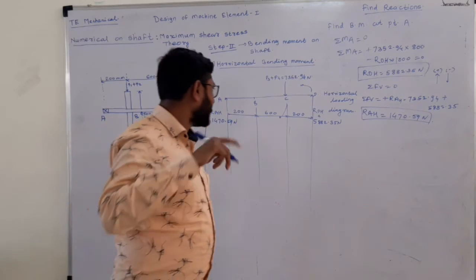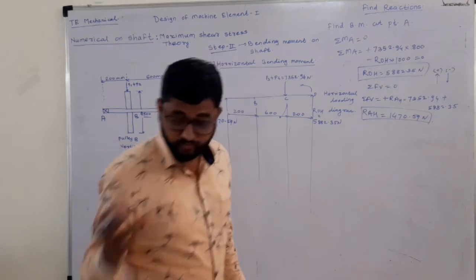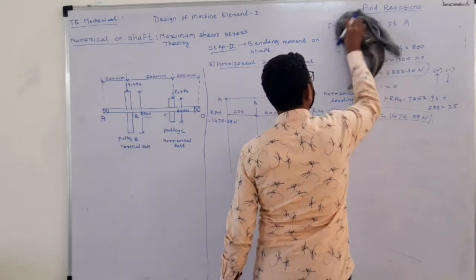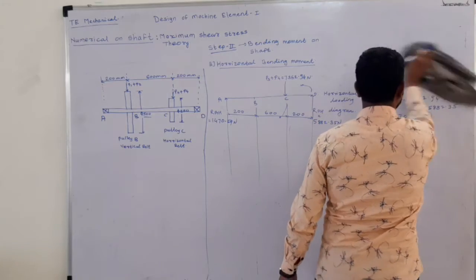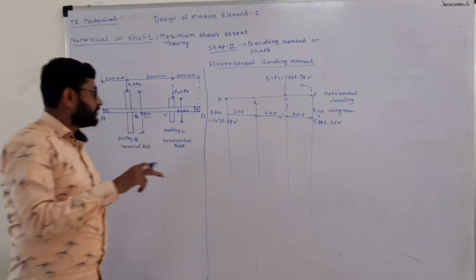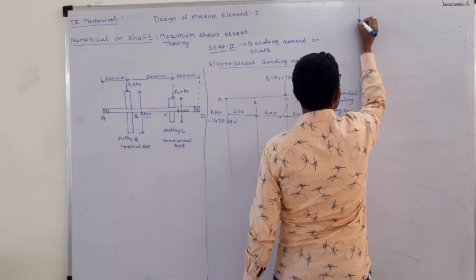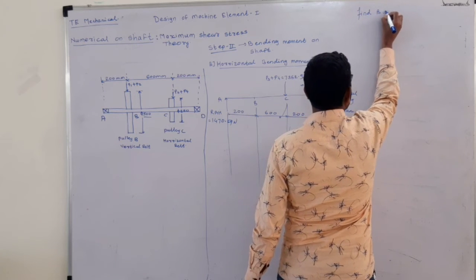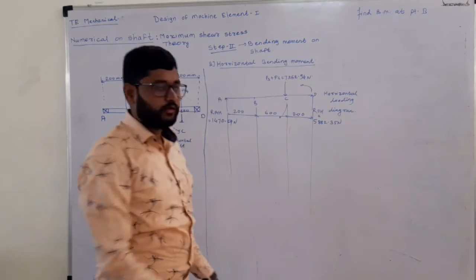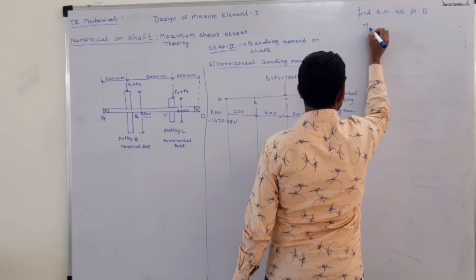So next step, here we calculated the reactions at point A and at point D. Next step is to find bending moment at point B and at point C. So first of all, find the bending moment at point B.